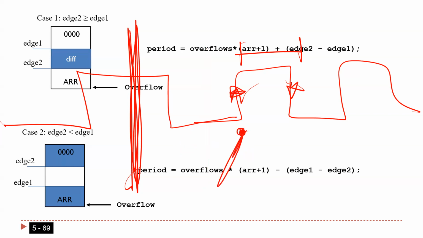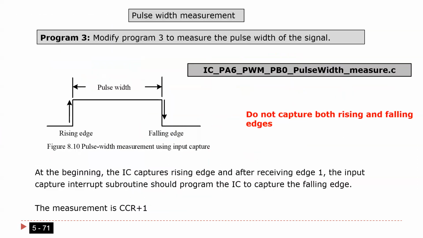In the first interrupt, I'm going to change the initialization. I'm going to tell the input capture, now you need to capture falling. You got what I'm saying? So I have to make sure the first one should be at rising, and the second one has to be at falling. So how can you modify this program?